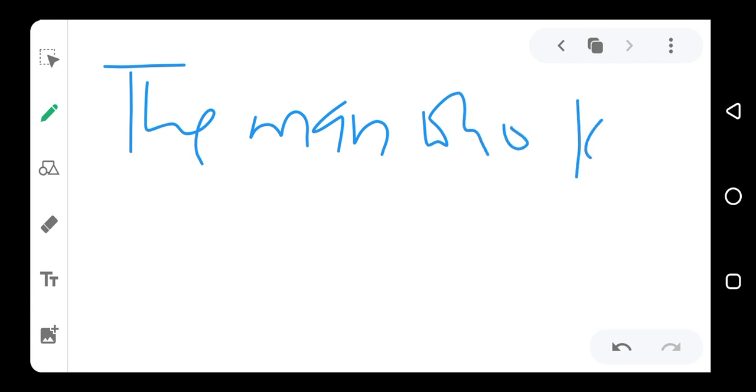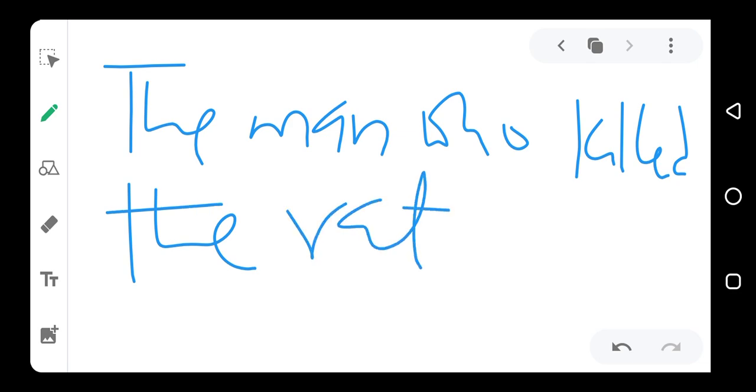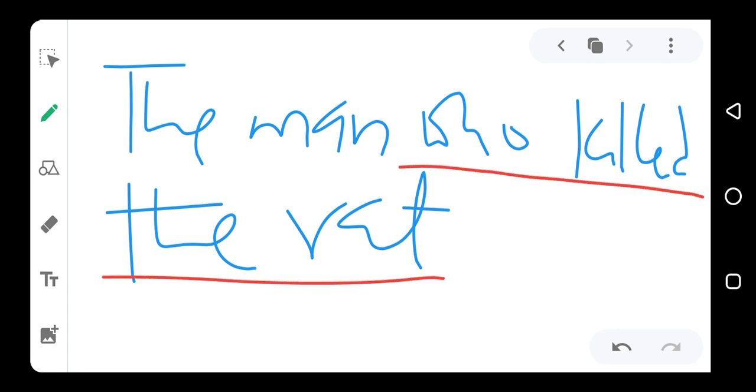If you have the man who killed the rats, and if this part of the sentence is marked off or highlighted, and we are asked to identify these parts of the sentence, we first of all check whether it is a phrase or a clause like we did in the previous example. It has a verb, killed, and has a subject, rats. So we know that it is a clause.